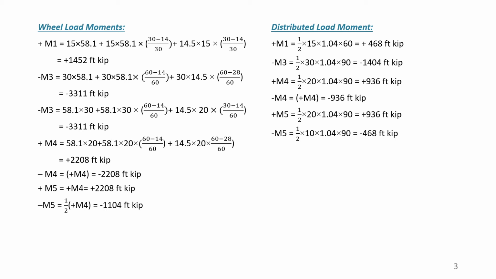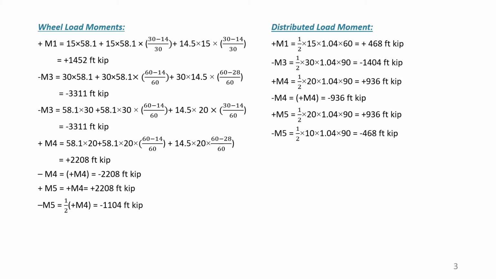The M4 plus and M4 minus is similar. For calculating M4 plus, we have to multiply 58 by 20, and plus 58 is to be multiplied by 20 within bracket, that is to be multiplied by 60 minus 14 by 60, and again 14.5 into 20, and that is to be multiplied by 60 minus 28 by 20. If we solve this equation, then we get a value of 2208 kip feet.